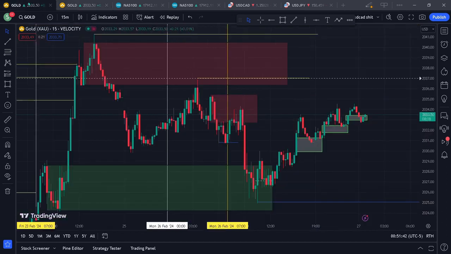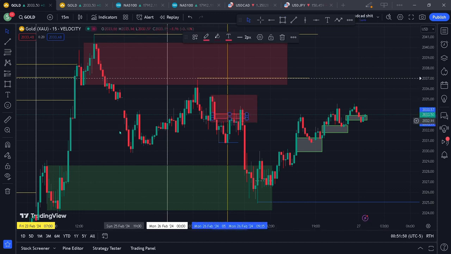So how are you going to find those breakers and fair value gaps? It's always good to look at your 15-minute chart. If you know what a fair value gap is, that's it right there, and that's a bearish fair value gap. And then this is an order block. Why have I highlighted this order block?